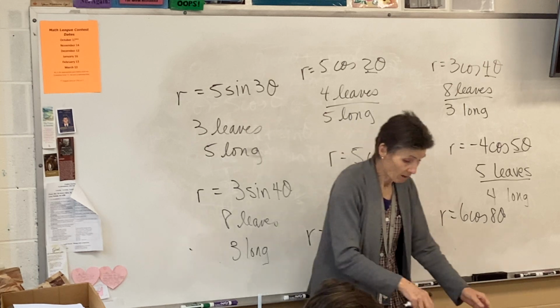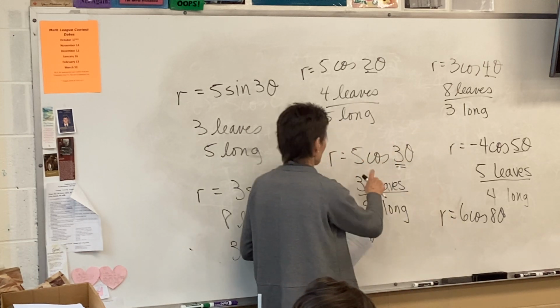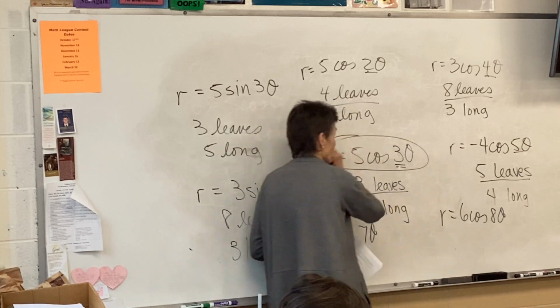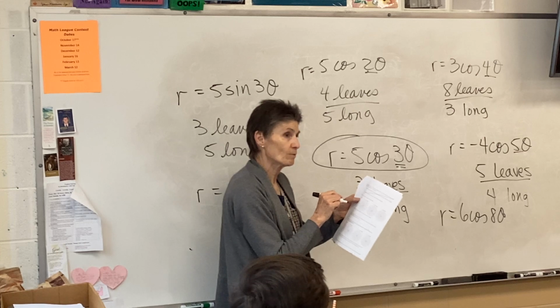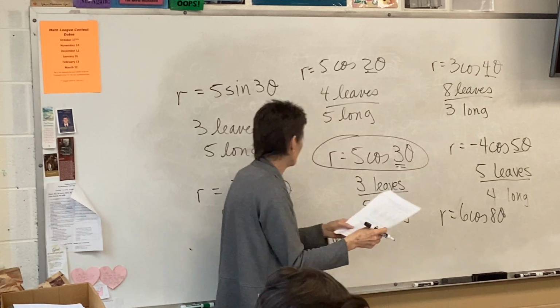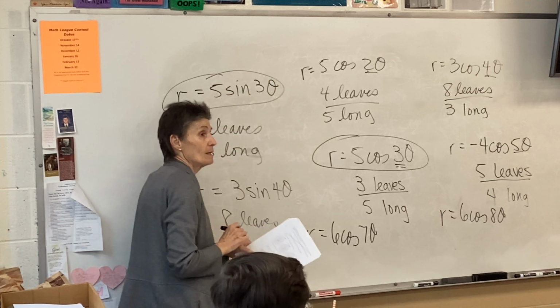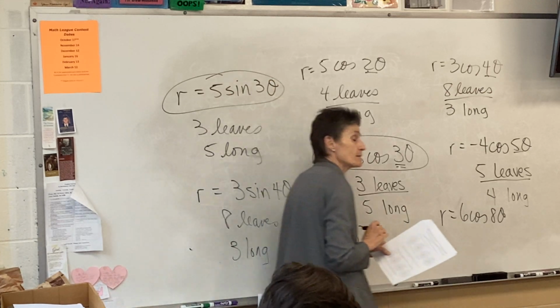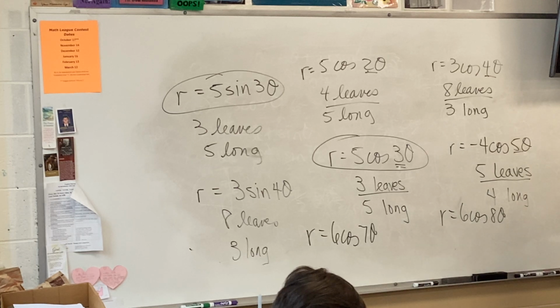Okay? Now, when you did 5 cosine 3 theta, when you graphed this one, that was the first rose we graphed. Did you draw a picture of it for your reference? Okay, would you go ahead and do 5 sine 3 theta? And tell me what you notice in comparison to your cosine.